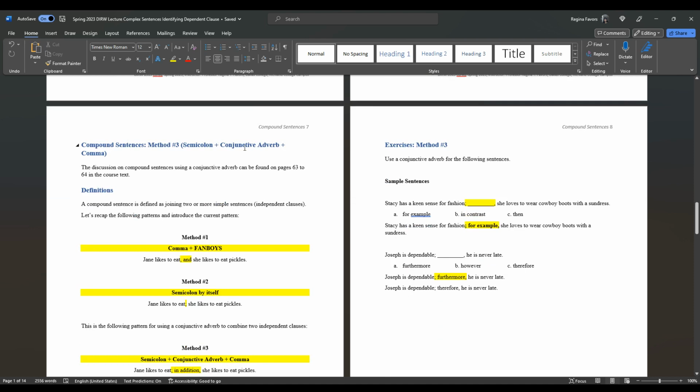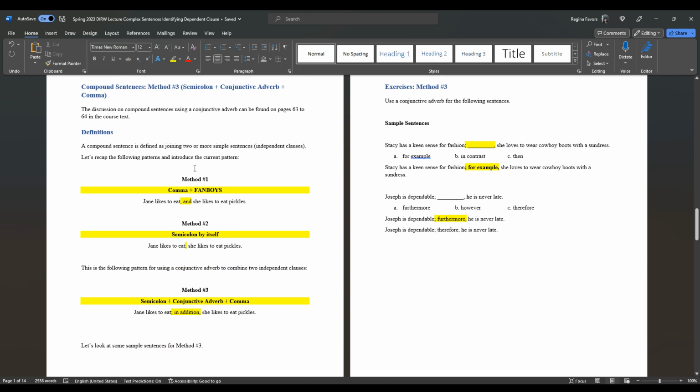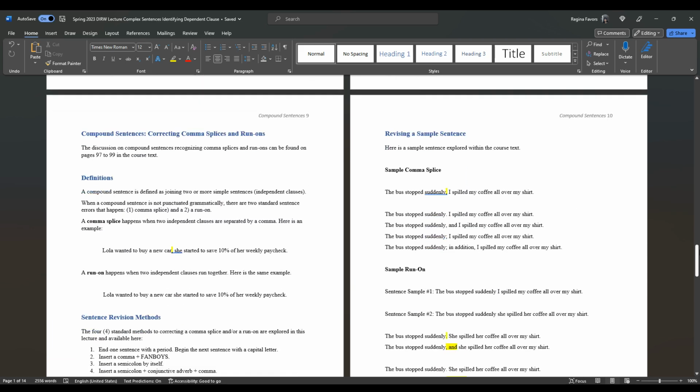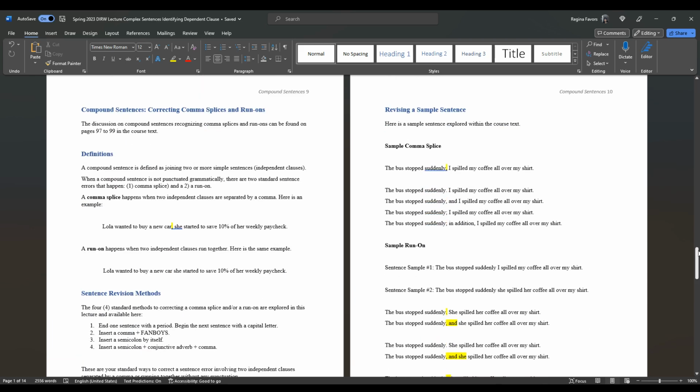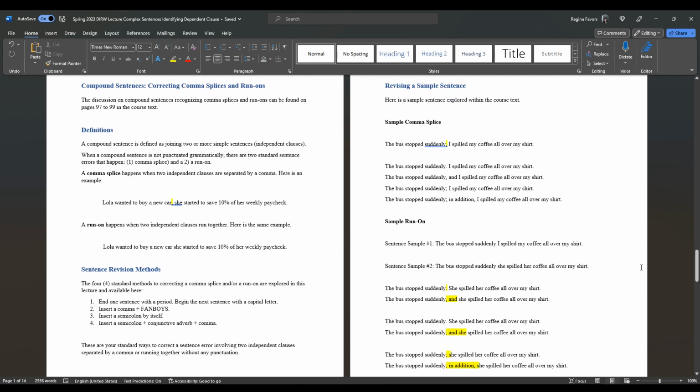Okay, so then we have semicolon plus conjunctive adverb plus comma, and just a recap of all the patterns. And it's good to look at the patterns in this way so you understand the difference. And then we have exercises in terms of the examples. Okay, comma splices. So this is to correct a sentence, right? Remember? So we understand that we have sentence revision methods, and hopefully, the more you get a review of this every time we do a new lecture, the more it becomes part of you.